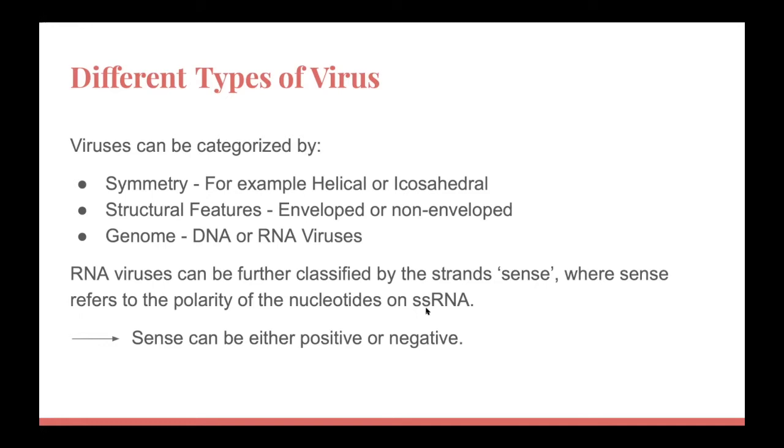So RNA viruses can be further classified by their sense if they are single-stranded. The sense refers to the polarity of the nucleotides on the molecule, with positive ssRNA being in the correct order for immediate translation, and it doesn't require transcription to begin replication. Meanwhile, negative ssRNA is complementary to positive ssRNA, so must be transcribed first to create positive ssRNA.